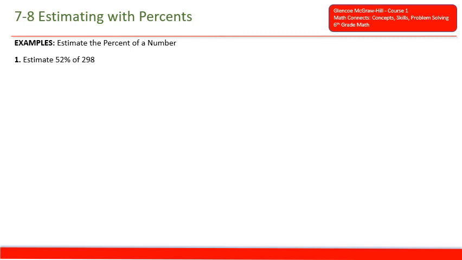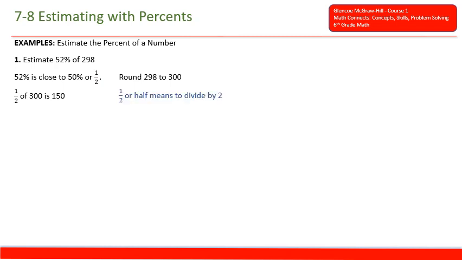Estimate the percent of a number. Estimate 52% of 298. 52% is close to 50%, or 1/2, and we'll round 298 to 300. So we have 1/2 of 300, which is 150, and 1/2 or half means to divide by 2. So that's what we did. We divided 300 by 2. So 52% of 298 is about 150.